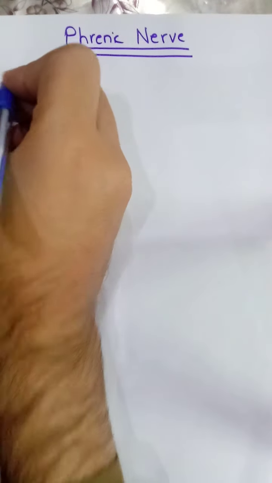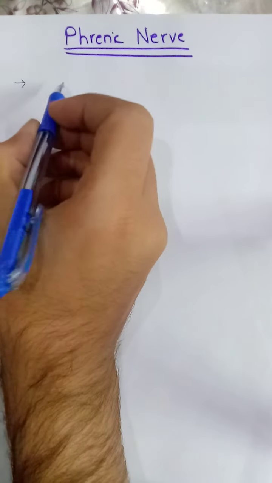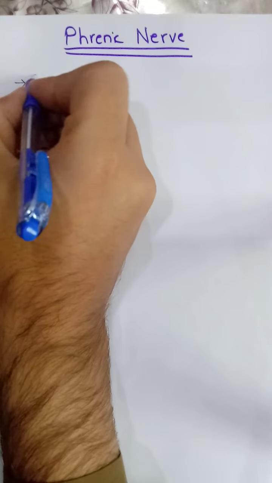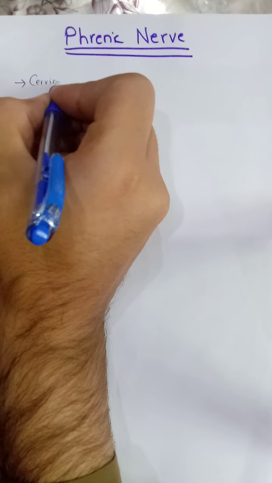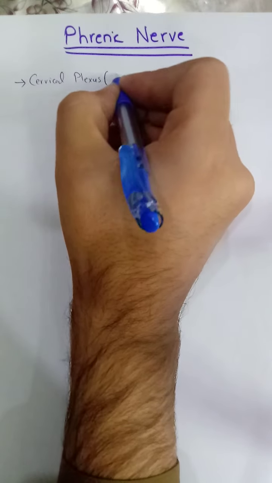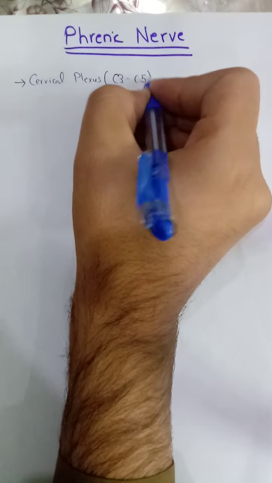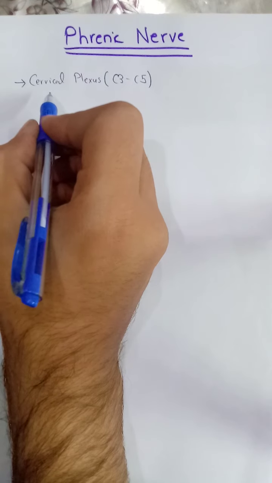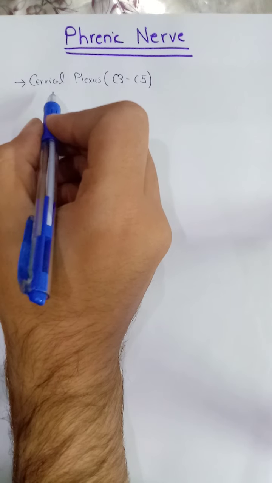So today we will discuss the phrenic nerve, which is present in the superior mediastinum. First of all, we will see a brief introduction, and then we will see the right and the left phrenic nerve individually. It originates from the cervical plexus by the nerve root value C3 to C5. These things which I am writing here are common in both the right and the left phrenic nerve.